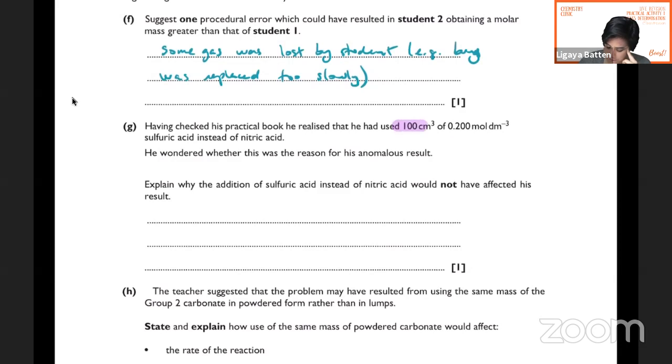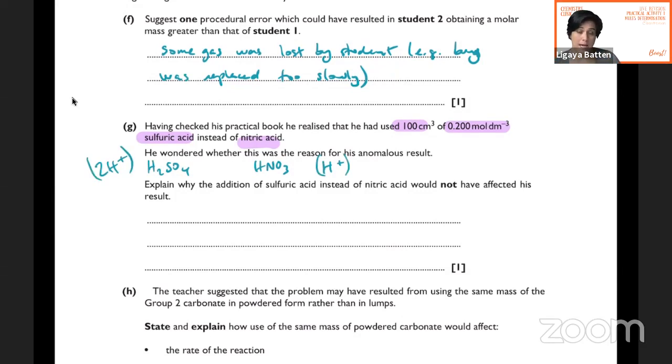Okay, having checked his practical book, he realized that he'd used 100 centimeters cubed of 0.2 moles per centimeter cubed of sulfuric acid instead of nitric acid. So it's the same volume of concentration as we had before, but now it's sulfuric acid instead of nitric acid. He wondered whether this was the reason for his anomalous result. So this might be something that would be important, because these have slightly different formulae, which means that sulfuric acid normally would, because it produces 2 H+ ions for every 1 molecule versus 1 over here, it may often be the case that using a different acid might have an effect.